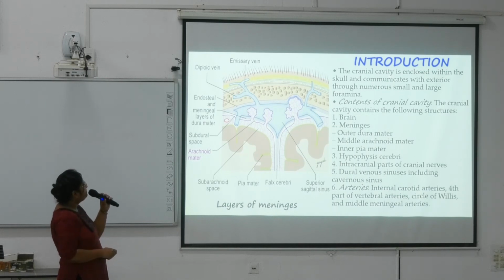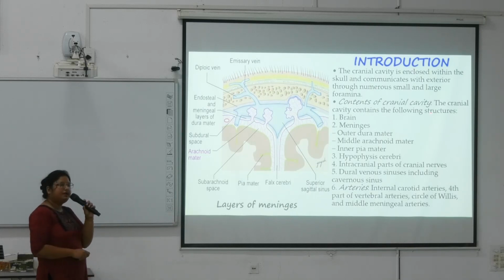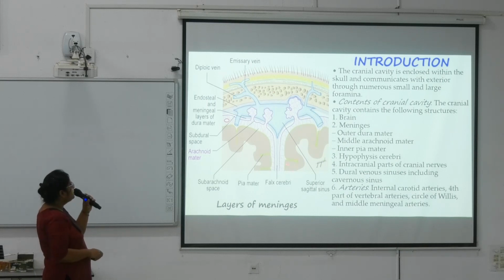So the cranial cavity is enclosed within the skull and communicates with the exterior through numerous small and large foramina. The contents of the cranial cavity are the brain and meninges. This is brain tissue covered by the green colored pia mater. Meninges have three layers: outer dura mater, middle arachnoid mater, and inner pia mater.